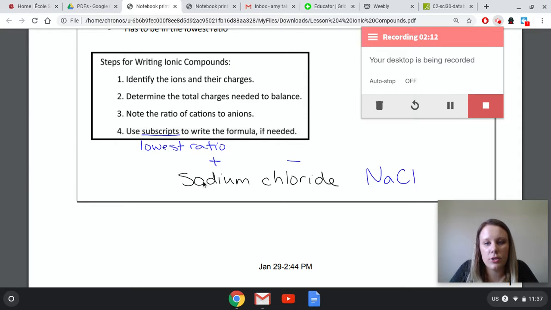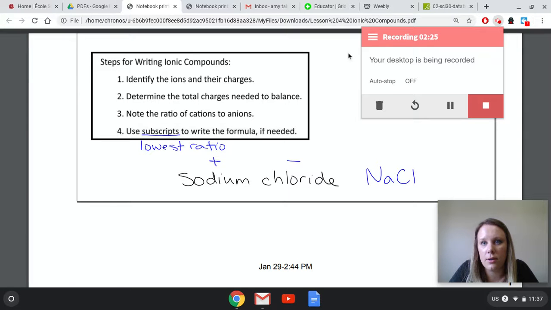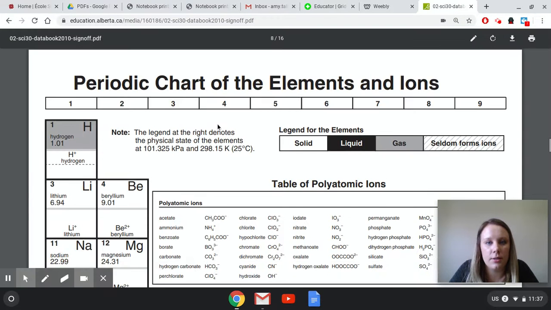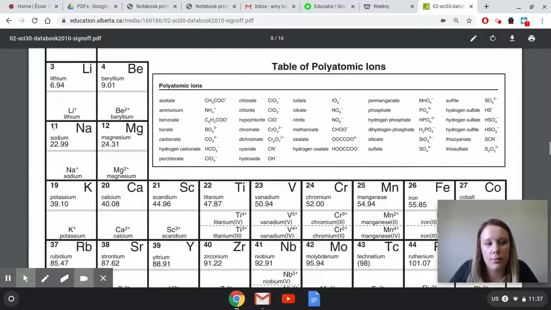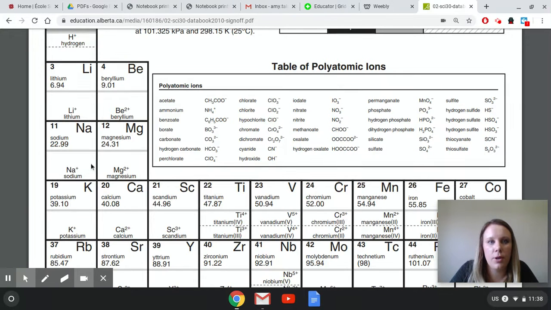So here we have our first example, sodium chloride. If I find sodium on the periodic table, remember the first element is always going to be a metal and the second one is a non-metal. So on my data table here, I find sodium with atomic number 11 right here. And if I look at the sodium ion at the bottom, it has a charge of +1. Even though we don't write the 1, it's there. So sodium has a charge of +1.